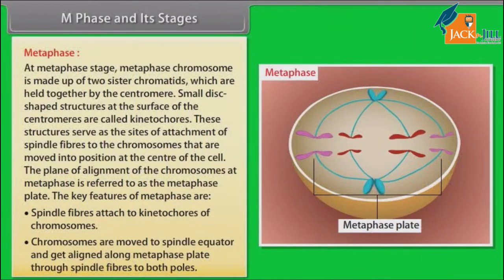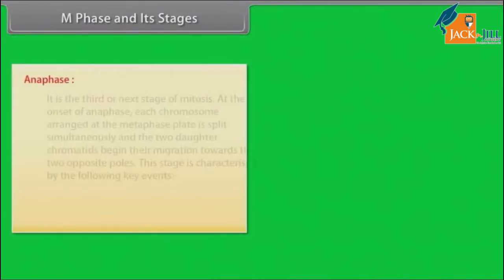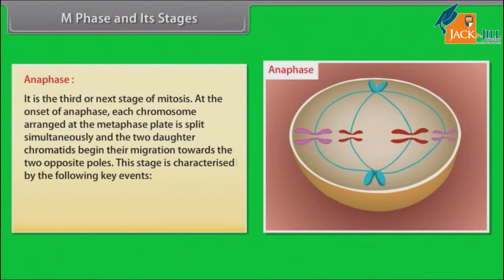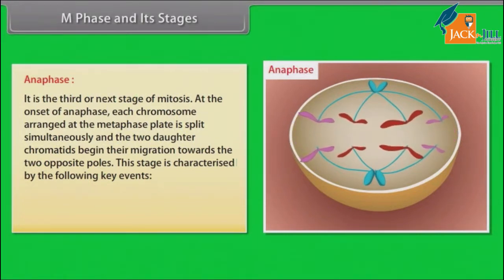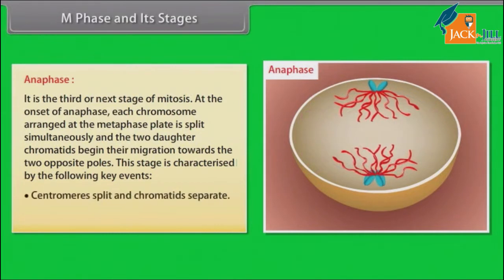Now let us know the next stage of mitosis, that is anaphase stage. It is the third stage of mitosis. At the onset of anaphase, each chromosome arranged at the metaphase plate is split simultaneously and the 2 daughter chromatids begin their migration towards the 2 opposite poles. This stage is characterized by the following key events. Centromeres split and chromatids separate. Chromatids move to opposite poles.